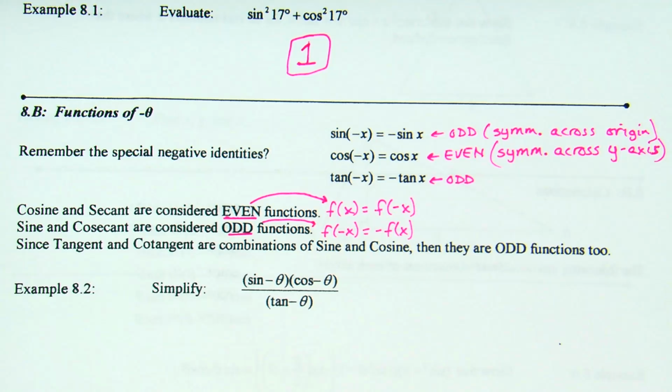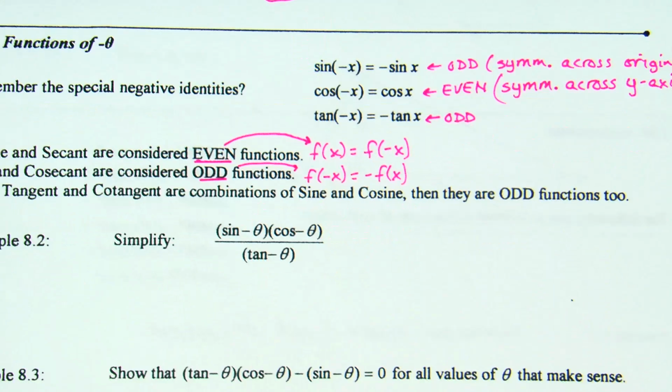Okay. And then tangent, since tangent and cotangent are a combination of sine and cosine, then they are odd functions. So be familiar, it comes up in various ways, shapes, and forms. Okay, let's do some simplifying.